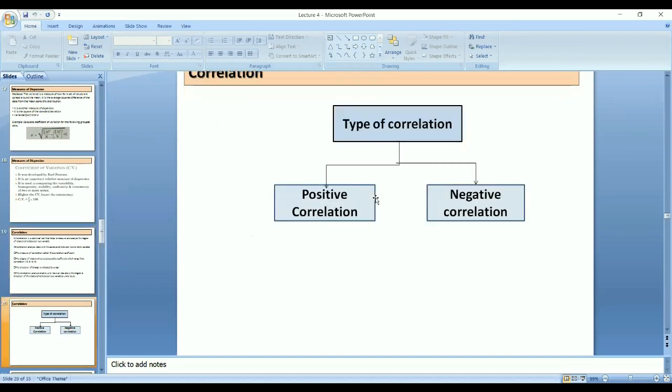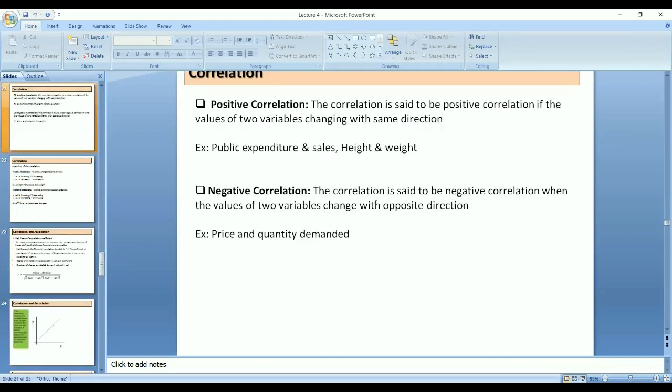So there are two types of correlation: one is positive correlation, one is negative correlation. Positive correlation is when the values of two variables change in the same direction: one value is going upward and the second value is also going in the same direction. Then if you calculate that correlation, we will get a positive answer. For example, public expenditure and sale, or the positive correlation between height and weight. Height is increasing, so weight is also increasing. So that is positive correlation.